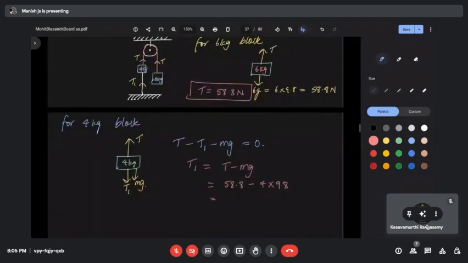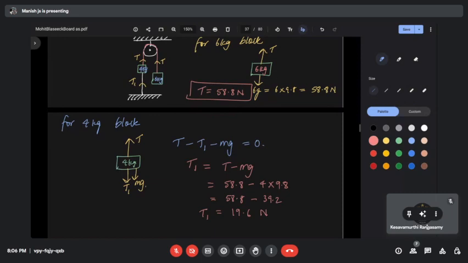4 into 9.8, I think it's 39 something. 58.8 minus 39.2. Okay. 58.8 minus 39.2. So subtract. It's 19.6 newtons. So this is your T1, from the 4 kg block.